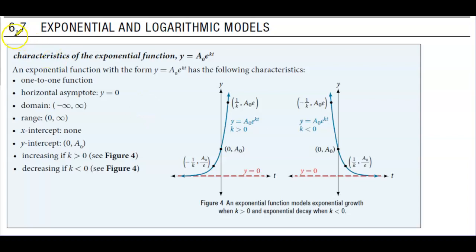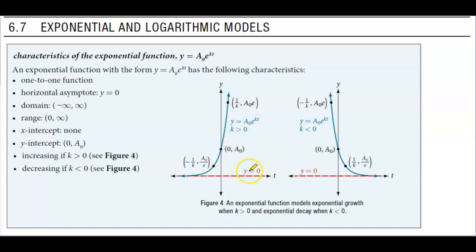In 6.7, we'll be talking about exponential and logarithmic models. The characteristics of the exponential function model is that an exponential function with that form has the following characteristics. It's a one-to-one function. It has a horizontal asymptote at y equals 0. The domain is always going to be from negative infinity to positive infinity. The range goes from 0 to infinity.